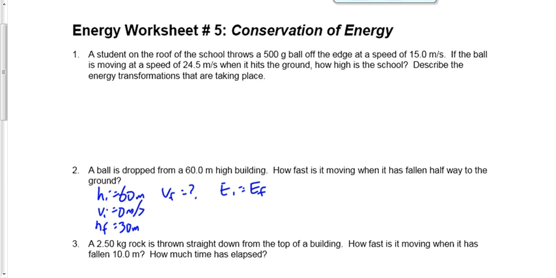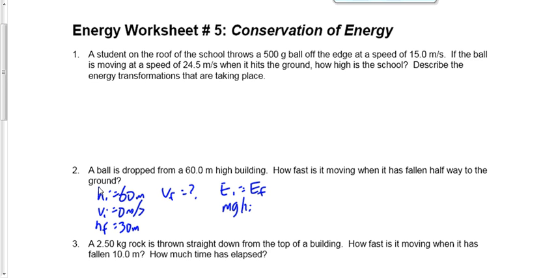Now ask yourself, what kind of energy does this object have as it's dropped? Well, it's got potential, obviously, because it's got a height. So we're going to say EI is mgh initial. Is it moving as it's dropped? Now, it is after it's dropped, right? But is it moving as it's dropped? No, it's not. So the initial energy is just potential energy at this point.